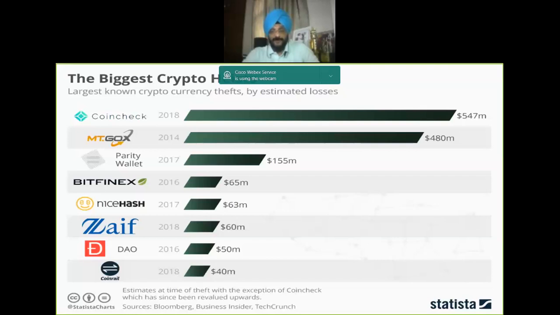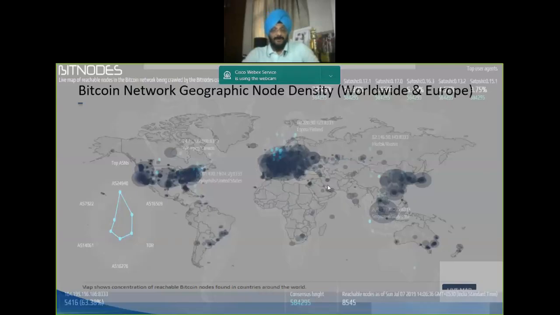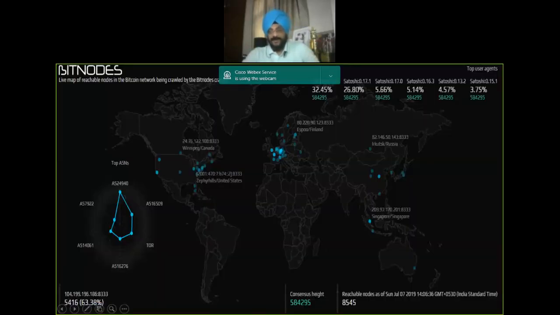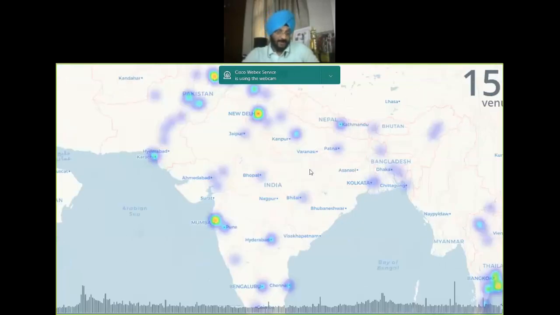This is how Bitcoins have been mined all over the world. Europe is quite active. This part of the world, Korea, Japan, and China, are very active. Australia, then North America, South America, India too. There are nodes existing. This is the heat map of the same thing. There are almost 15,048 nodes, and this has gone to almost 17,000 nodes as of now. In India also there is mining happening, while in India it's being said that it's not legal tender.